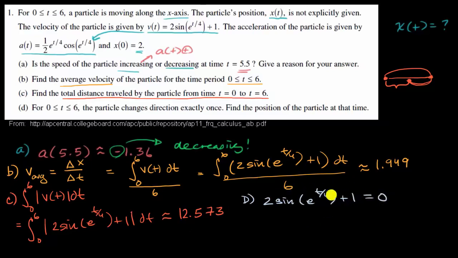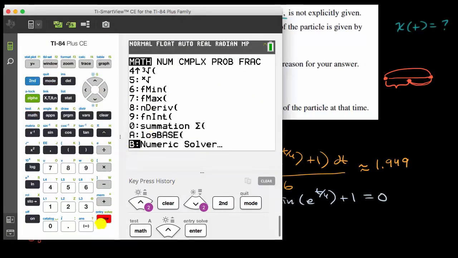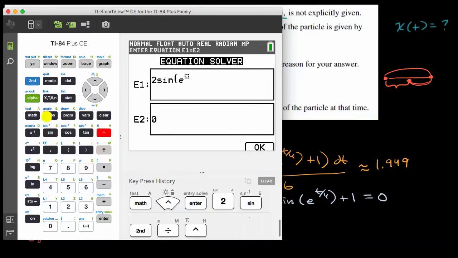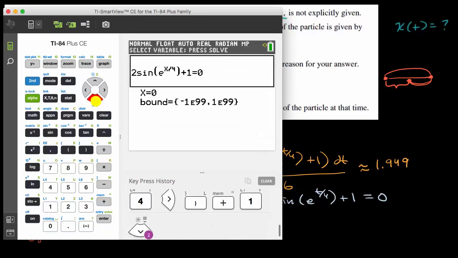There's multiple ways you can solve this, but because we're allowed to use a calculator, we might as well do that. So we hit math, and then we hit B right over there, enter, equation solver. So the left side of my equation is 2 sine of e to the x, I'll just use x as what I'm solving for because it's easier to type into the calculator, and close that parentheses, plus 1. The right-hand side is equal to 0. And now I just have to give an initial guess. I'll go right in between t equals 0 and t equals 6, so I'll put a 3 right over there.